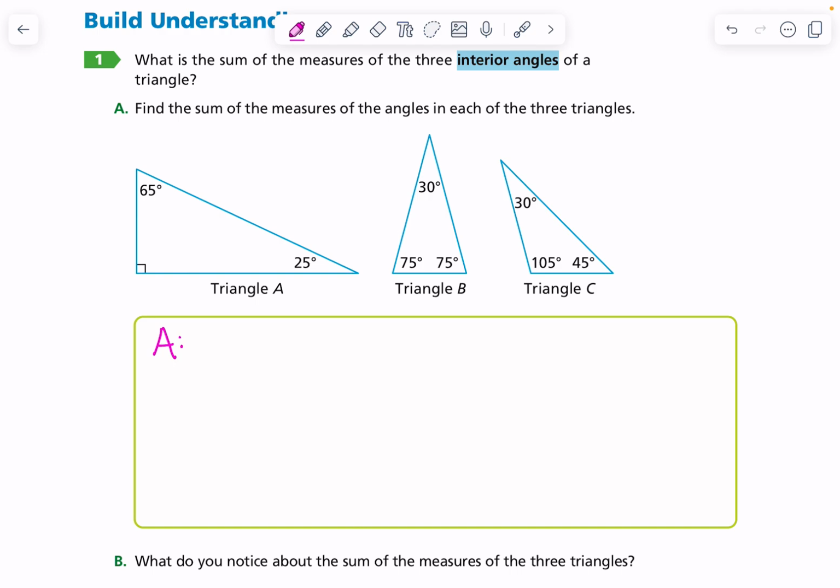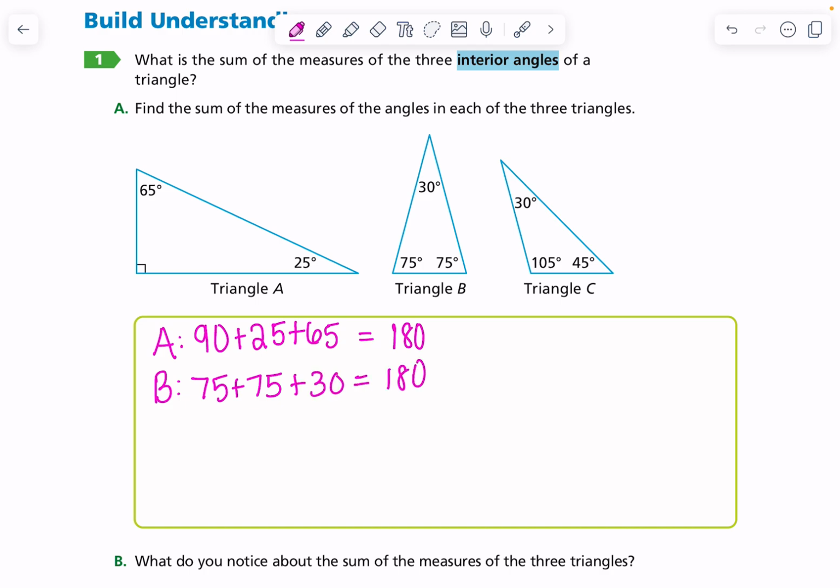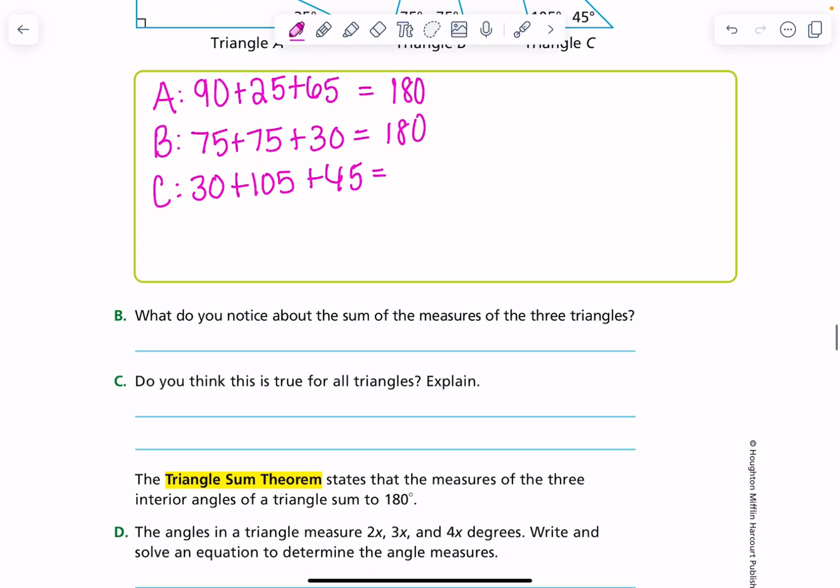So in triangle A, I have a 90-degree angle, a 25-degree angle, and a 65-degree angle. We're going to go ahead and add those up, and it should give you 180. Triangle B, we have 75 plus 75, that's 150, plus 30, which gives me 180. Go ahead and try triangle C on your own. Does 30 plus 105 plus 45 give you 180? That's what you're deciding.